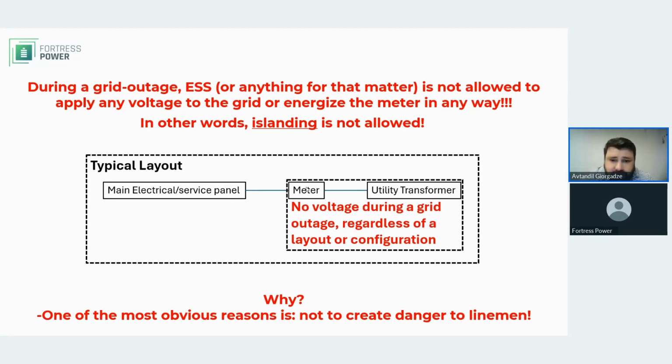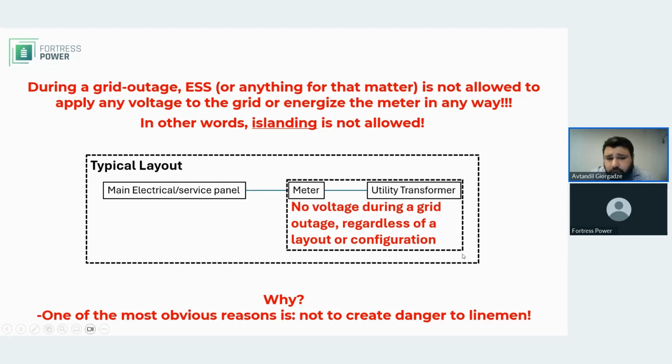That's why this requirement is so important, and that's why you're not allowed to have any voltage applied to the meter during a grid outage, to the meter or anything upstream of the meter. But mainly when working with residential systems or residential products, everything happens downstream of the meter. I've never seen a residential product being used upstream of the meter. That is not a thing.